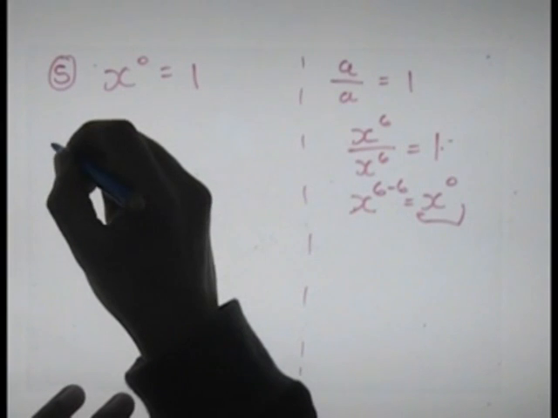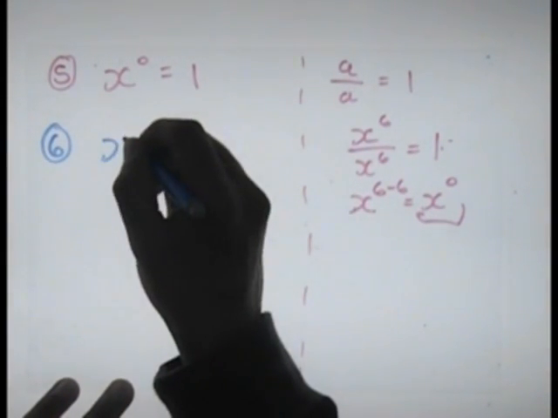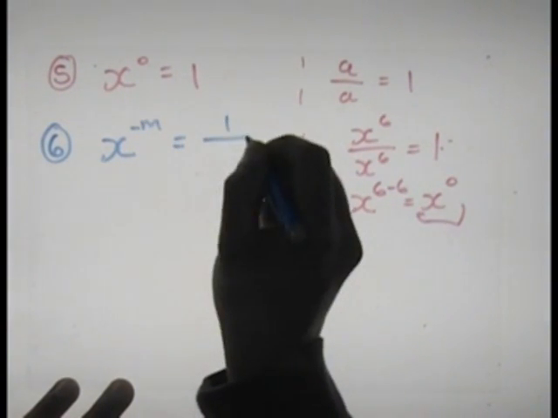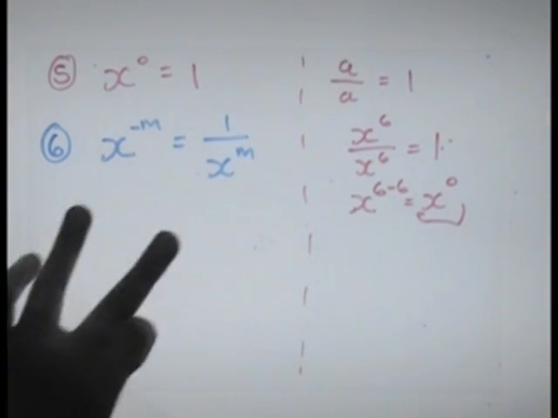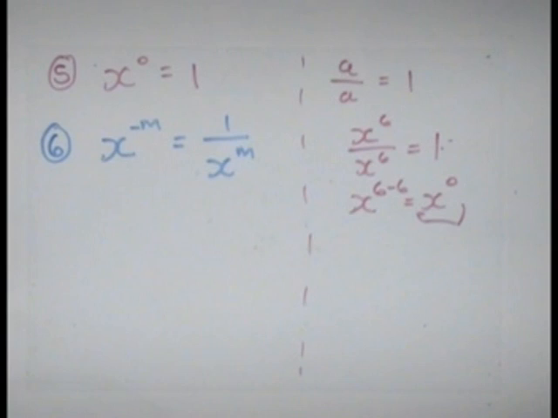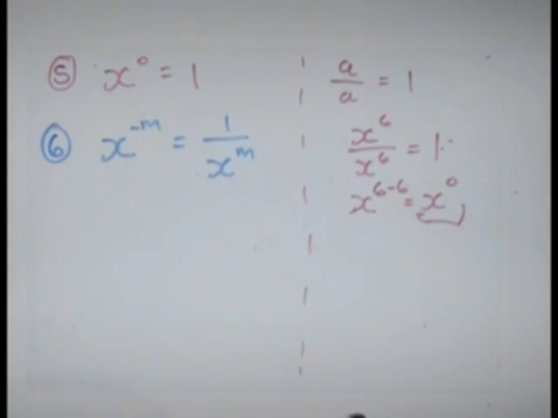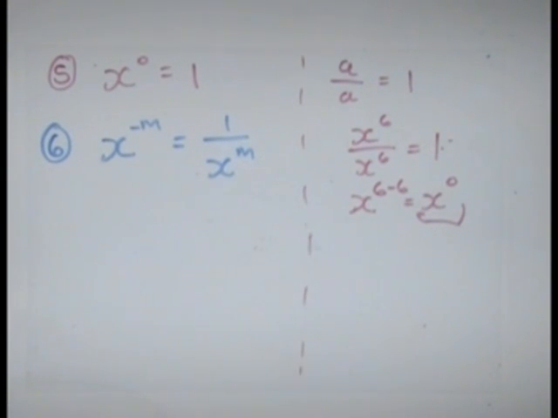The sixth law, or rule, says x to the power minus m is equal to 1 over x to the power m. This law is extremely useful when we are working with complicated fraction type questions that involve exponents. You can take the denominator and move it into the numerator simply by changing the exponent. Let me give you an example of that.